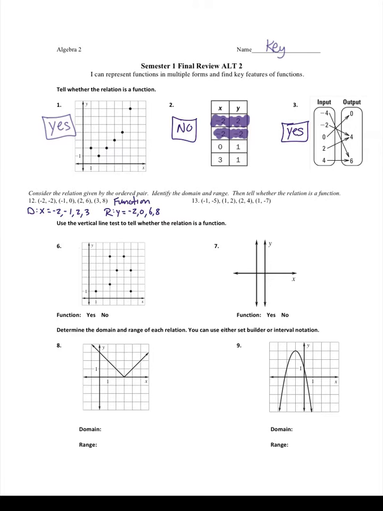For the next problem, if we look, we see that 1 has two different output values. 1 has the points (1, 2) and (1, -7), so that is not a function. The domain is -1, 1, and 2, and the range is -5, -7, 2, and 4.